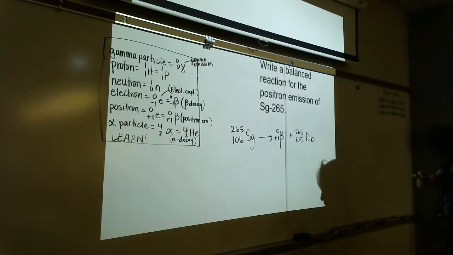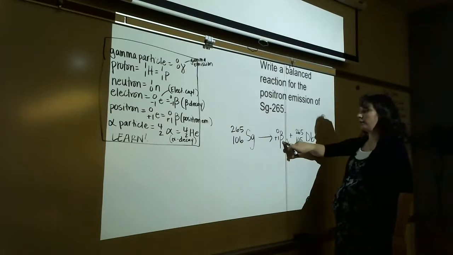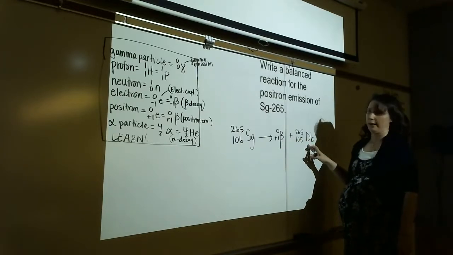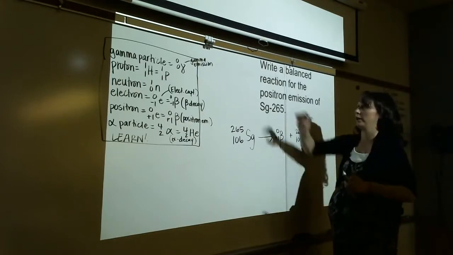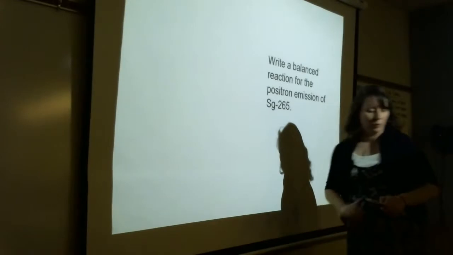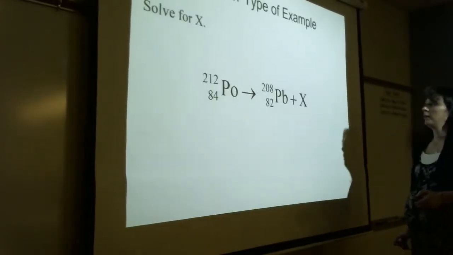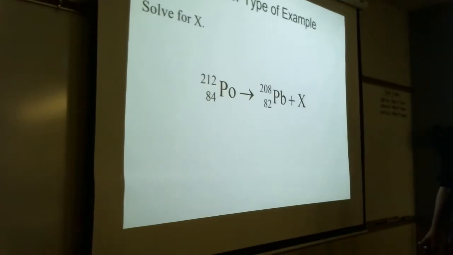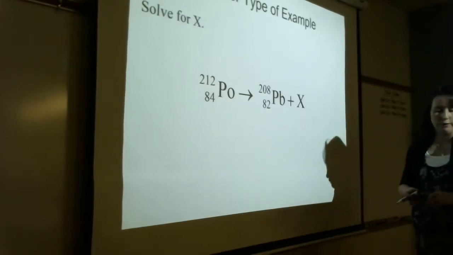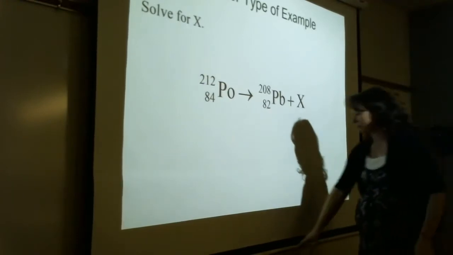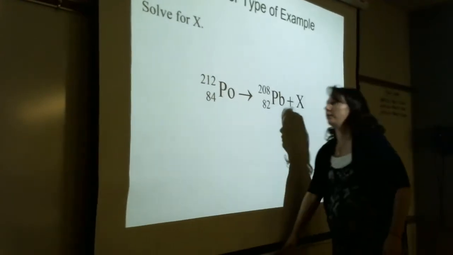So that's the first type of problem. You used what kind of decay it was to figure out the new nuclide. Let's go the other direction. And let's look at an example where I give you a reaction and ask you to solve for X. So it's just literally working the other way around. You're figuring out what kind of decay took place. So I guess I can get this down.